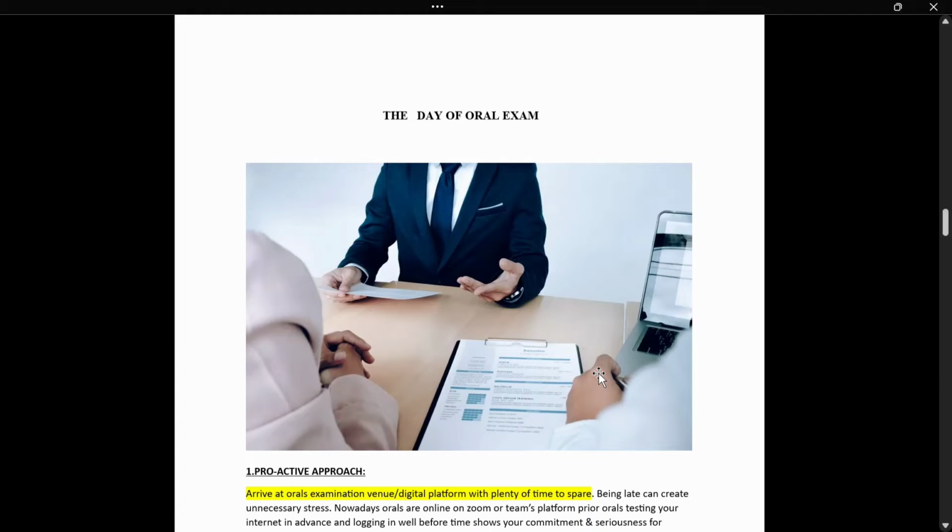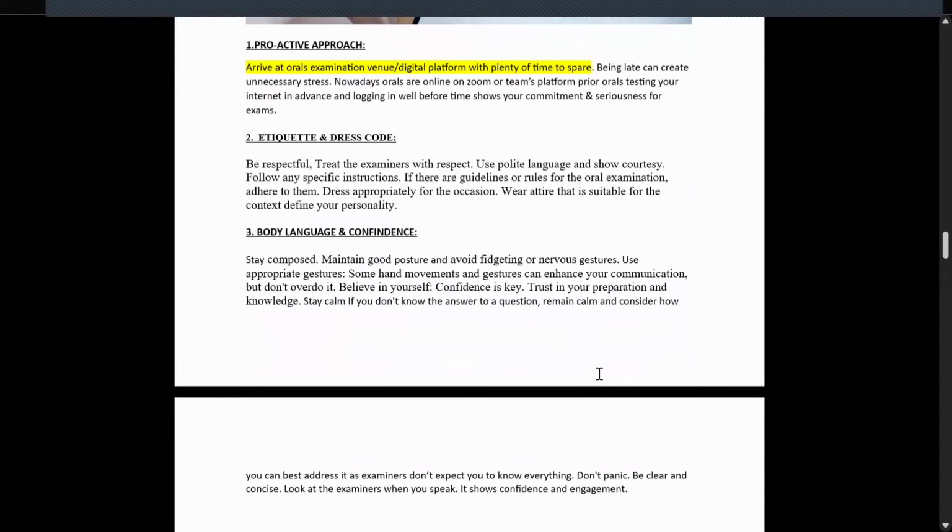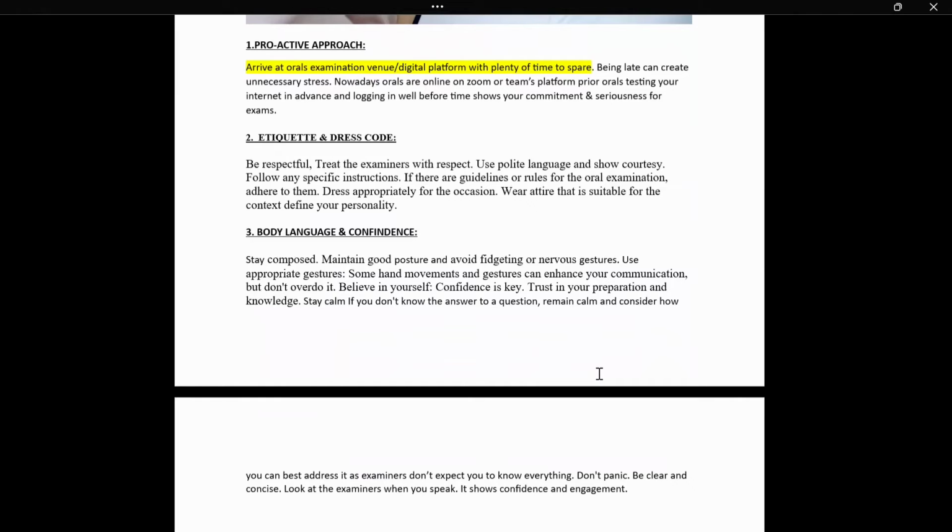Okay, and now the first thing is your proactive approach. Now, what is your proactive approach? Arrive at the oral examination venue, or if it is happening on Zoom or Microsoft Teams, at least well in advance. Check your signal also. Why I'm saying that is because if it is not getting connected, or your internet is loose, you will have unnecessary stress. And there are many candidates, in fact many candidates of my academy also, who have faced problems with internet, and because of that their orals have been postponed to another day, right? So it is always good to check your internet well in advance.